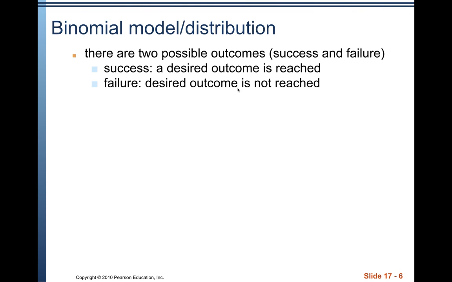Failure would be rolling anything other than a 3. So 1, 2, 4, 5, or 6. The point is, in a binomial model, there are two possible outcomes.